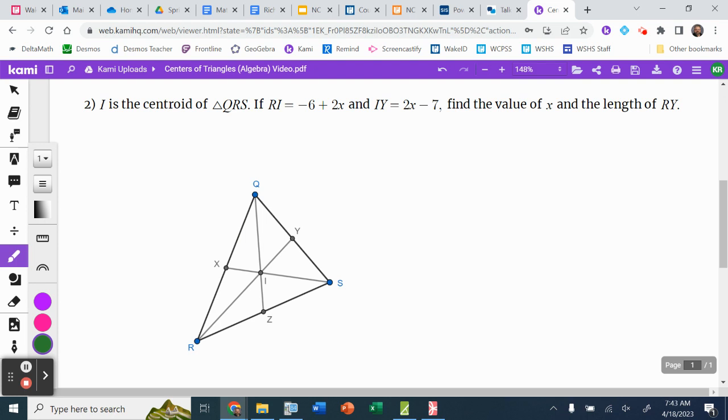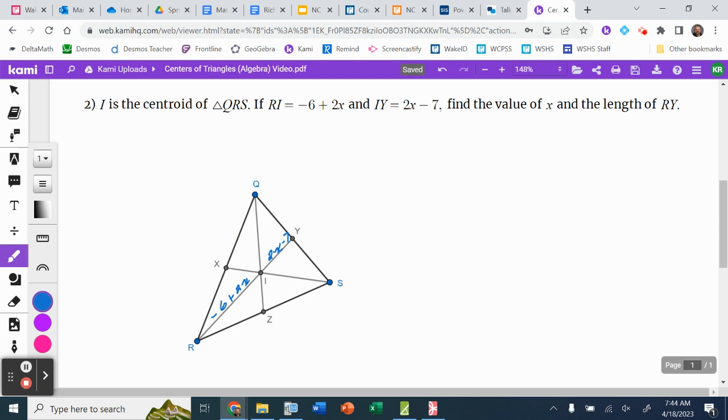All right. So if RI is -6 plus 2x, so right here, -6 plus 2x. And IY is 2x minus 7. There we go. So IY is 2x minus 7. We need to find the value of x and then the length of RY.